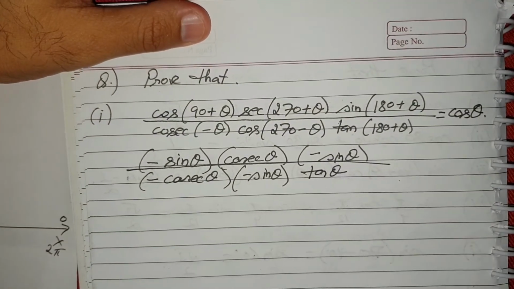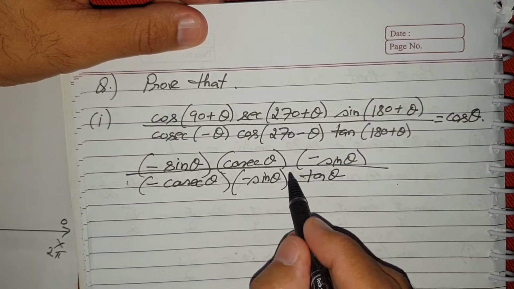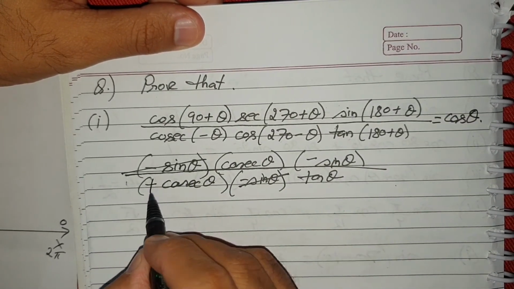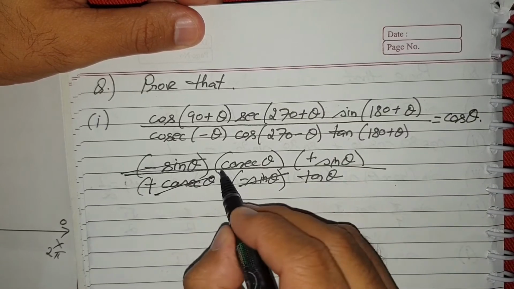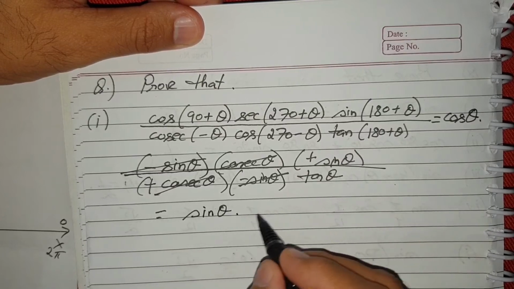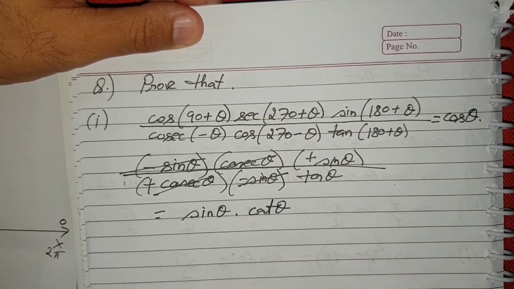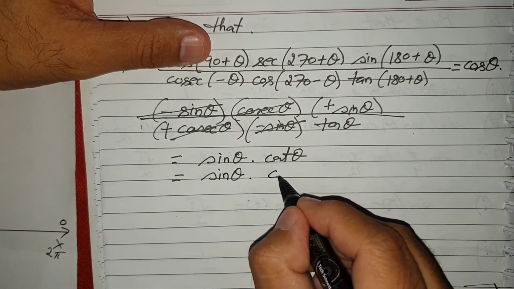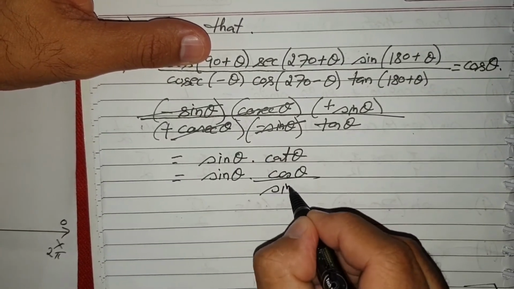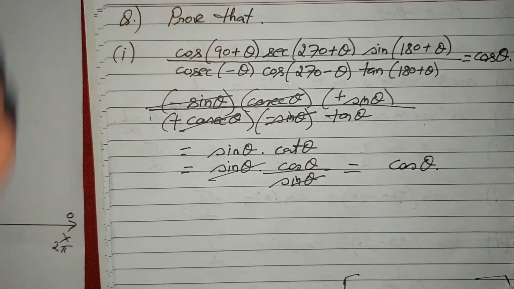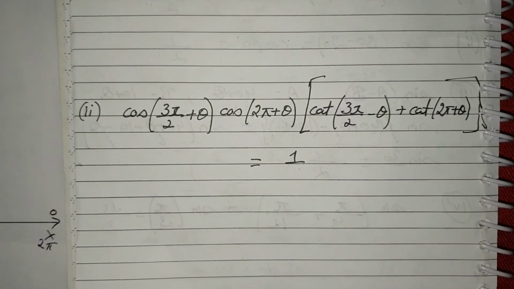Okay. Now minus sine theta cancel. This minus cancel. Cosec theta cancel. So this is basically sine theta. Inverse of tan theta is cot theta. So this is sine theta. Cot theta is cos theta by sine theta. Sine theta gets cancelled. You get cos theta. Okay.